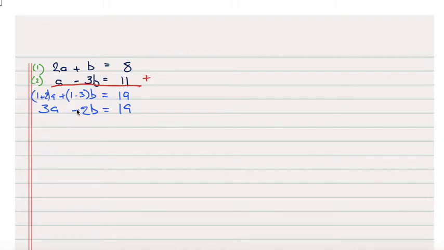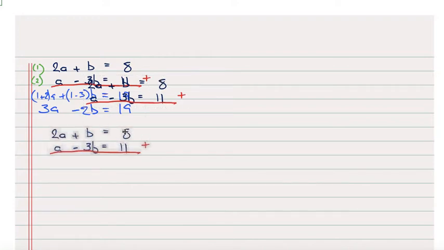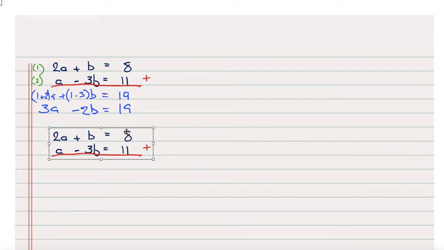So notice we've still got two unknowns, so this is not good. What else can we do? Let's have another go, and rather than adding, we'll subtract, and we'll see what that gives us.